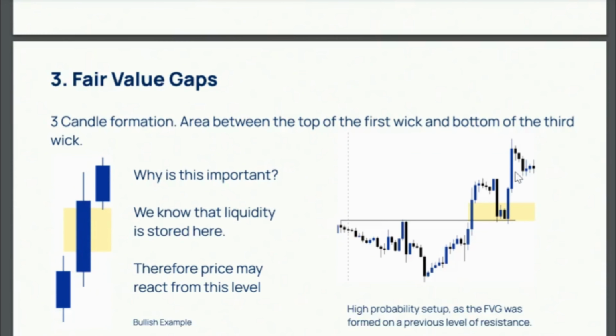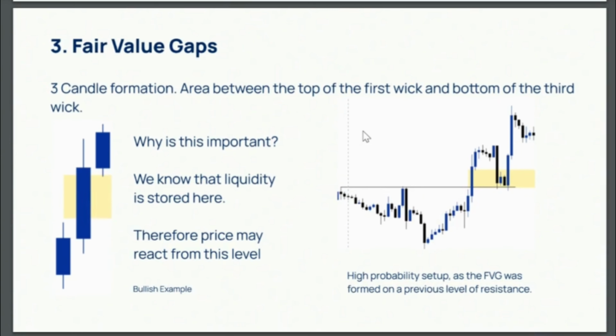So let's get straight into it. Fair value gaps is a concept that I've covered before, and it's a very, very simple and very, very common one. It's a 3-candle formation, and this area in the yellow here is liquidity. Now this means that price is very likely to either revisit the zone or, when it comes back to this zone, react from it again.